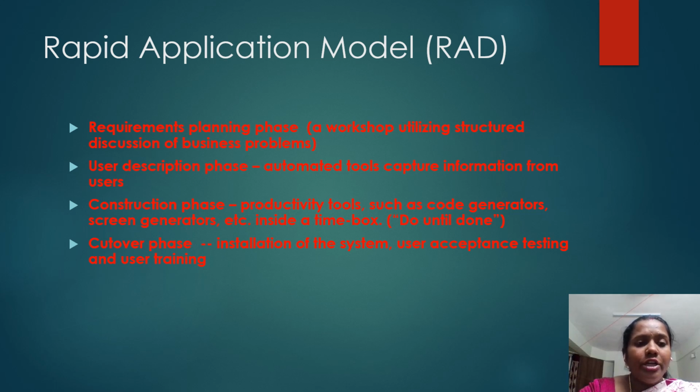In this video, I am going to explain the rapid application model. The rapid application model consists of 4 different phases: requirement planning phase, user description phase, construction phase, and cutover phase. The requirement planning phase is a workshop utilizing structured discussion of the business problem. Automated tools capture information from the users. In the construction phase, productivity tools such as code generators, screen generators, etc. are used, along with the time box. The cutover phase is the installation of the system, user acceptance testing and user training.